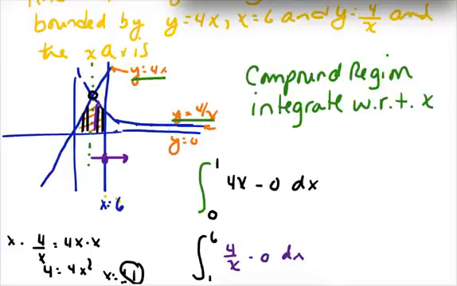So there are your two integrals that you have to solve. You add them together, and that's going to be your overall area. I hope that helps.